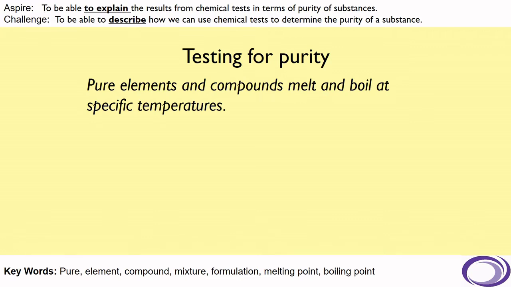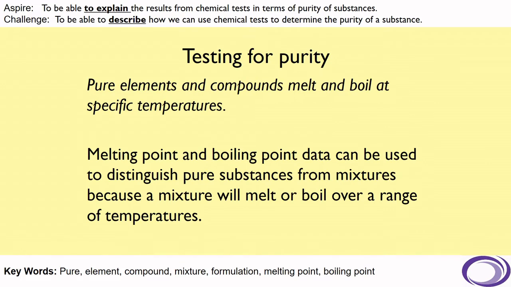You might remember from physics looking at the graphs of energy and temperature and seeing that when a substance is changing state, the temperature of that substance does not change until all of that substance has changed state. It's that principle that we use when we are testing for purity. Melting point and boiling point data can be used to distinguish pure substances from mixtures because a mixture will melt or boil over a range of temperatures. So if there's anything making that substance impure, it will change temperature while that state change is happening.